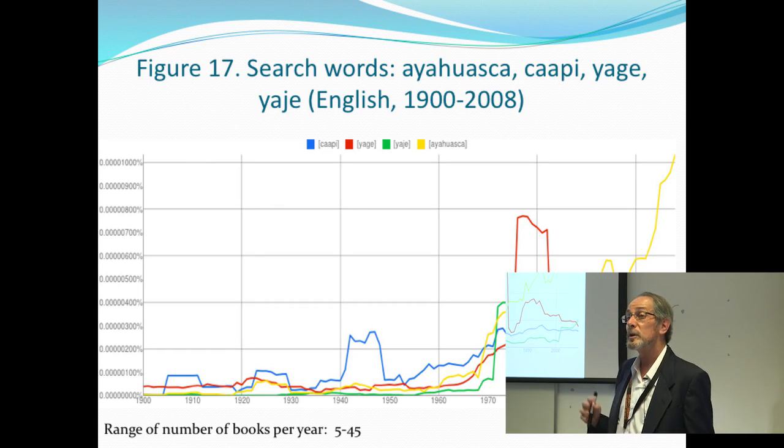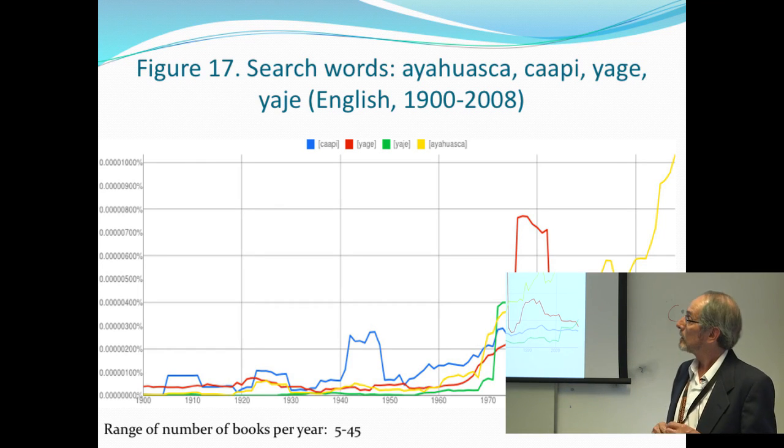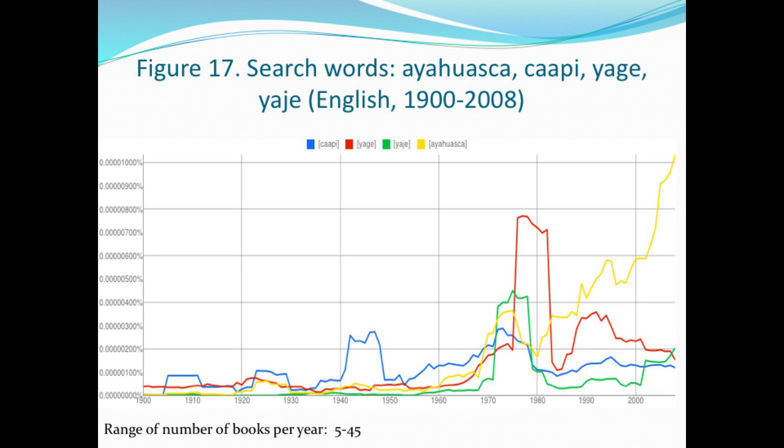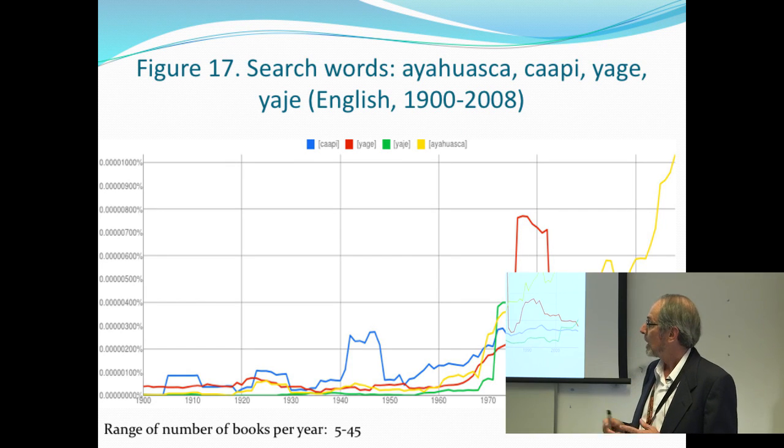All right, let's get a little bit more specific even. Ayahuasca, caapi, yaje, and yage, two different spellings, in the English language from 1900 to 2008. And again, you can see a lot of activity here from the 70s through the mid-80s. And we know of all the folks who were doing exploration into the Amazon and studying these compounds and the native groups that use them in ritual purposes.